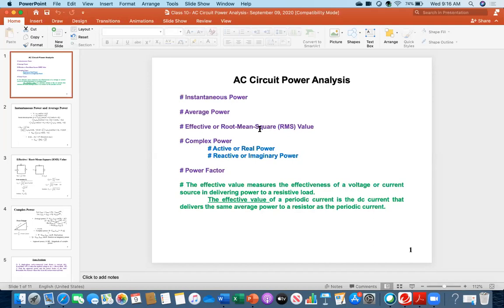So starting from today, throughout your life, you have to remember that by default, when we say 120 volts, that is the RMS value. I am coming to those points. First, everybody look at the instantaneous power and then the average power. What is that? Let's go to the next slide.